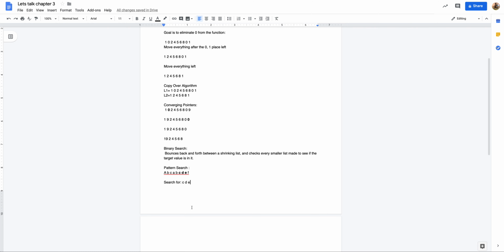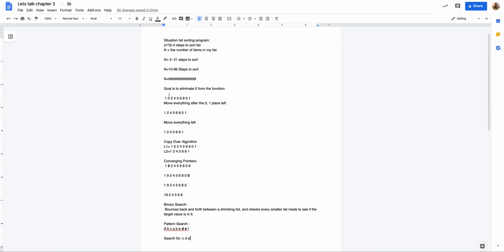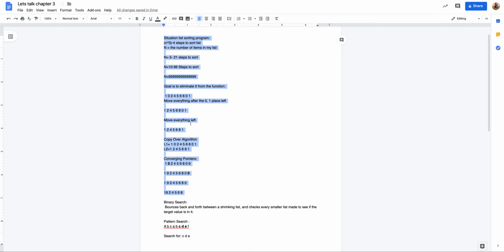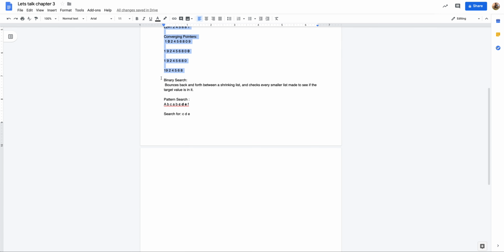And yeah, so all of these are data editing or deletion or identification algorithms, whereas the bottom two, binary search and pattern search, are just finding things. It doesn't have to delete it.